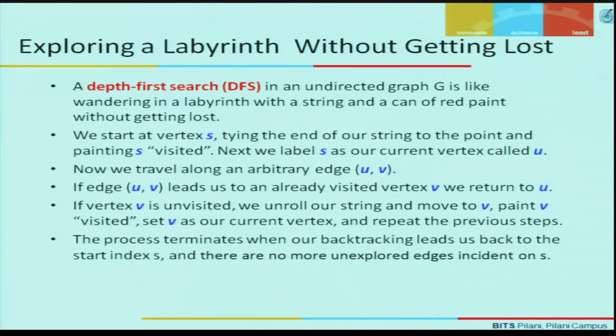That is, if something is already visited, we return back to the position from where we reached that particular vertex. If the vertex v is unvisited, we move to v and unroll our string, paint v visited, and set v as our current vertex.